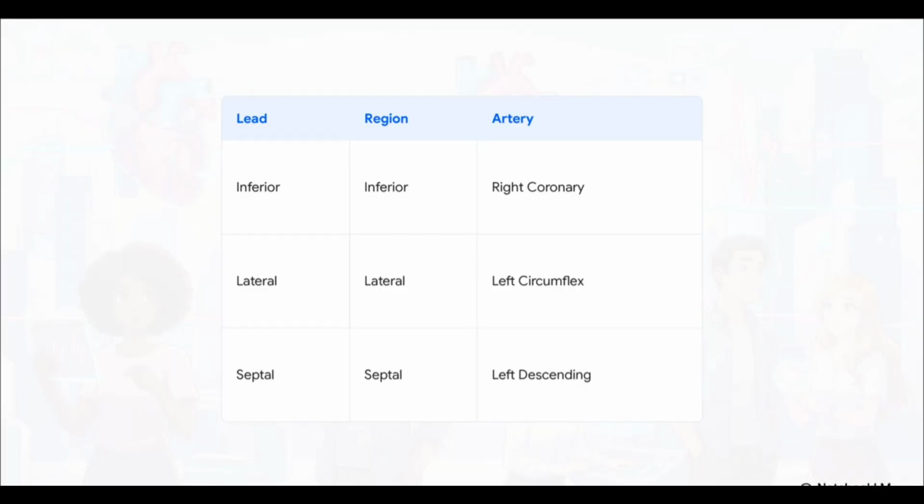As this incredibly useful breakdown maps out, specific groups of leads monitor specific physical regions of the heart. This allows doctors to trace an abnormal line directly back to the exact diseased artery. Issues in leads 2, 3, and AVF point straight to a problem in the inferior wall of the heart, tracing back to a blockage in the right coronary artery. Problems in the lateral leads, like lead I or V6, point to the left circumflex artery. And if the septal or anterior leads, V1 through V4, show strange deflections, the culprit is likely the left anterior descending artery. It's just pure elegant deduction.